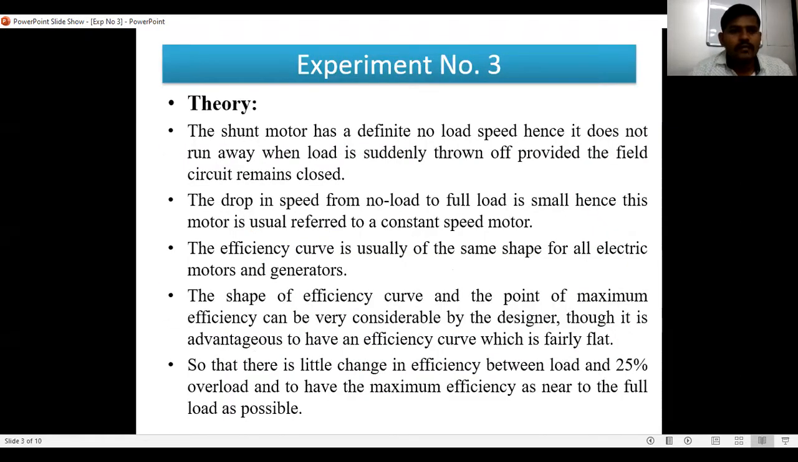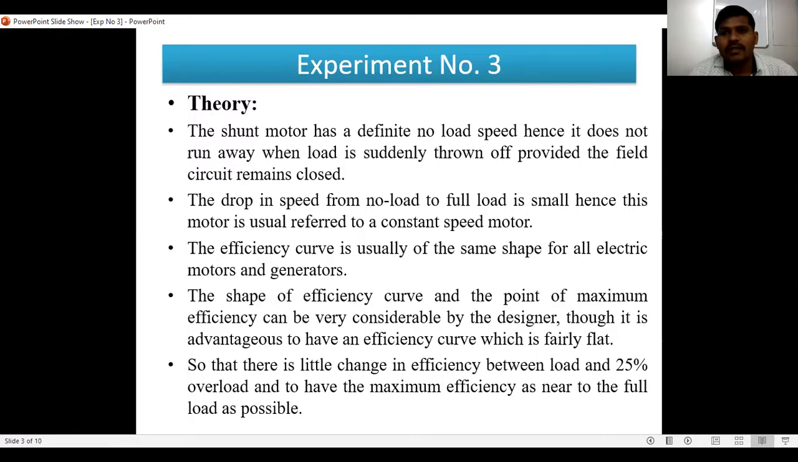Now we will see the theory of DC shunt motor direct loading. A shunt motor has a definite no load speed, hence it does not run away when load is suddenly thrown off, provided the field circuit remains closed. If the field circuit is at a constant value, with no change in the field winding, then the load can be thrown off the DC motor.